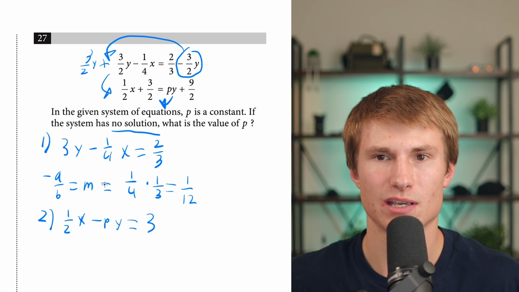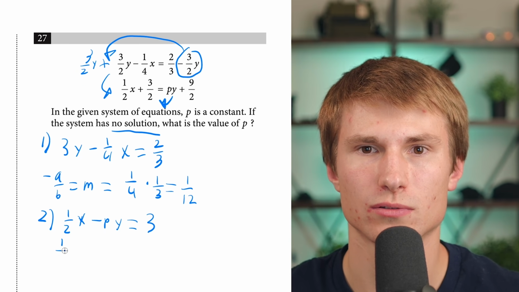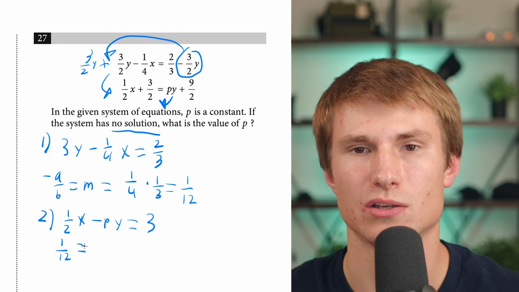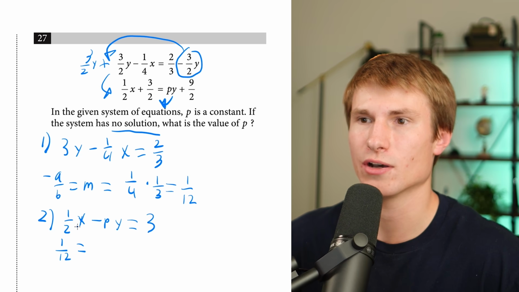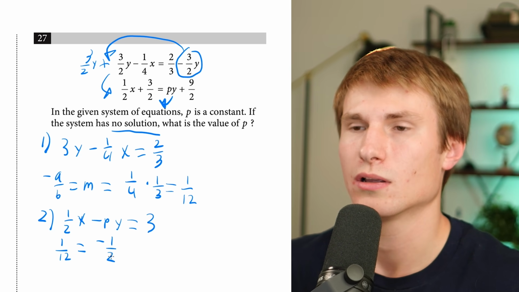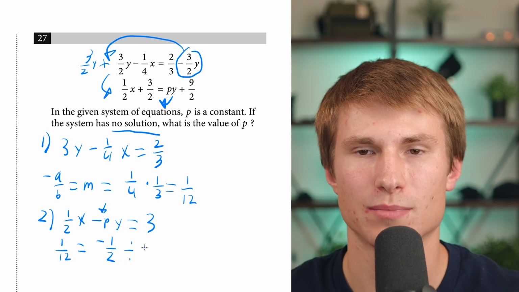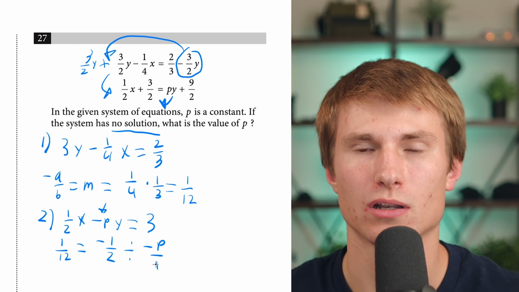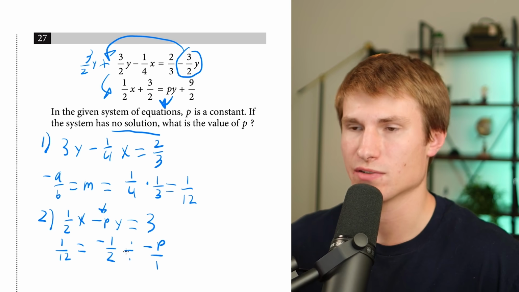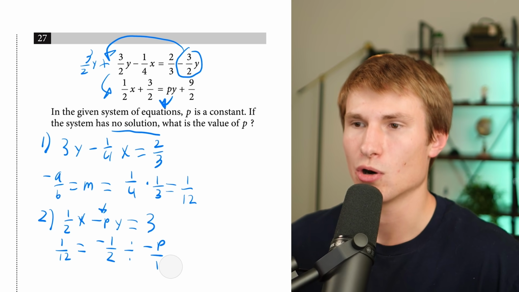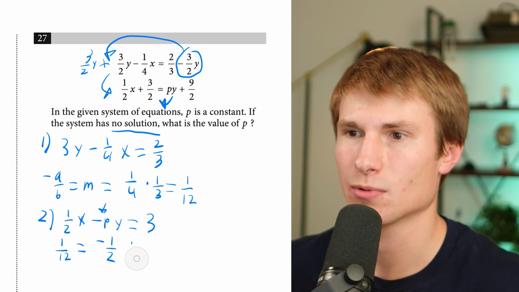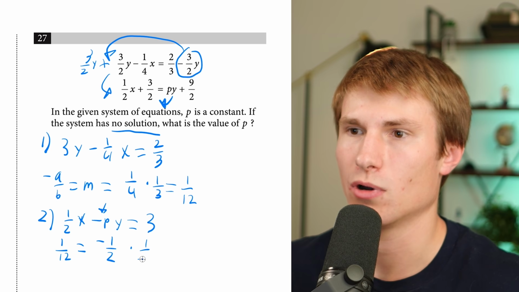Well, we know we need to get the same slope. So we're going to have 1 over 12. 1 over 12 must equal -a. Our a value here is 1/2, so that'd be -1/2. And then we have to divide that by our b value, so we have to divide that by this -p, which is -p over 1. Now, like I said, we can change this division into multiplication by multiplying by 1 over -p.